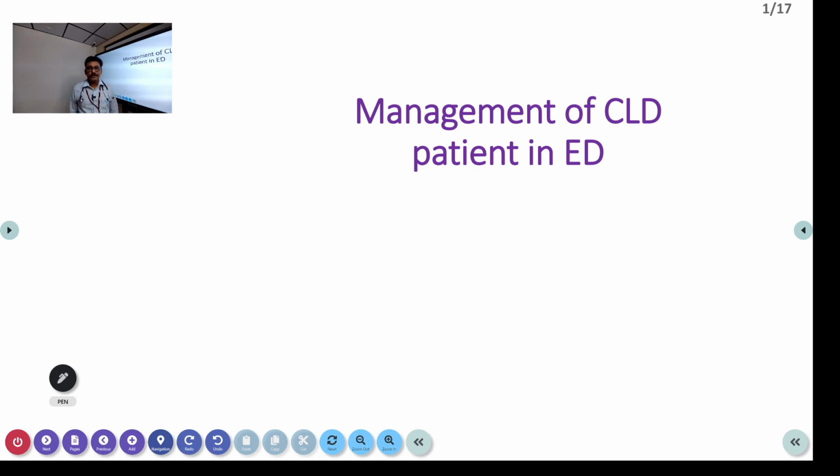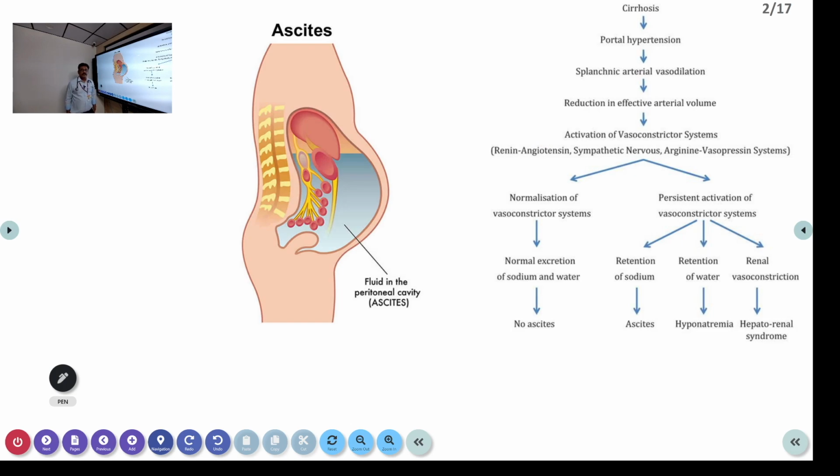Today, let us discuss the management of chronic liver disease in the emergency room. We know that chronic liver disease is a very common condition, mostly because of chronic alcoholism. There are other reasons that can also produce chronic liver disease. It can be due to hepatitis B induced chronic liver disease, hepatitis C induced chronic liver disease, Wilson disease, and so many others, such as fatty non-alcoholic steatohepatitis, NASH induced chronic liver disease.